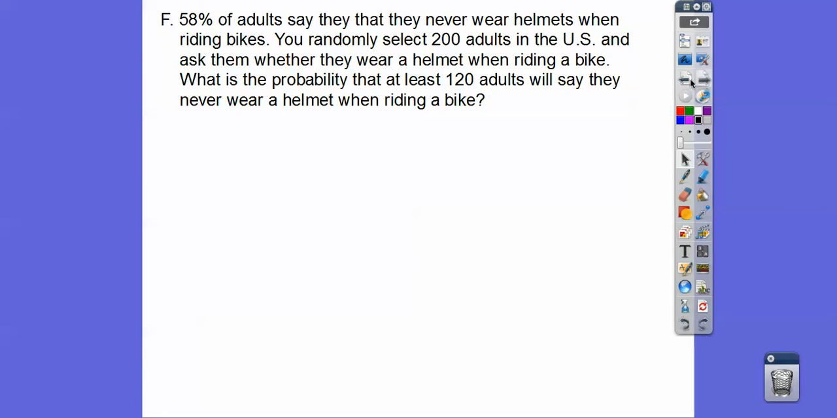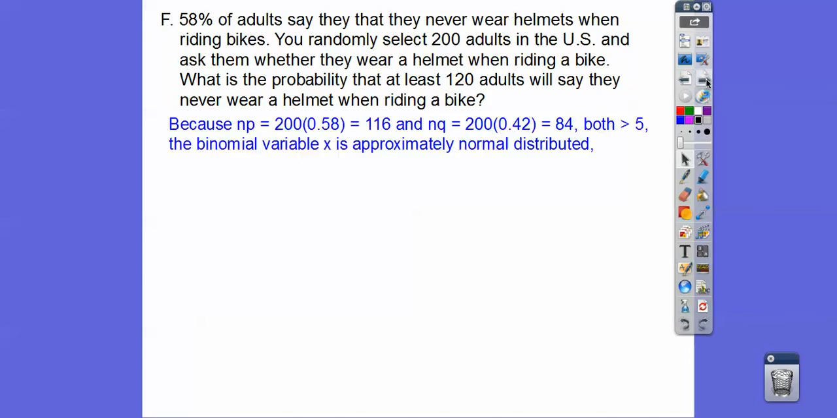Okay, so it does not say it's normal in this population right here. So the only way we can conclude it's normal is if NP is greater than 5 and NQ is greater than 5, and both of them are greater than 5, so our binomial variable is going to be approximately normal. Okay, so the mean is equal to NP, and the standard deviation is going to be the square root of NPQ for these binomial distributions. Okay, remember that? So we get those values right there.